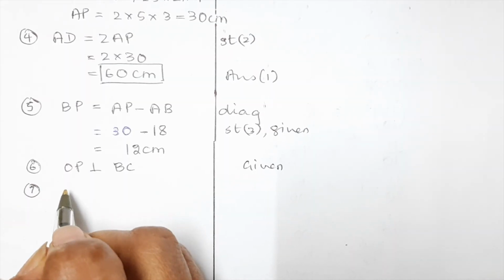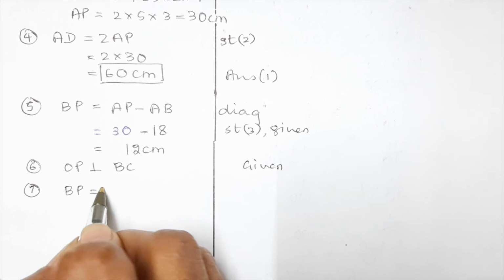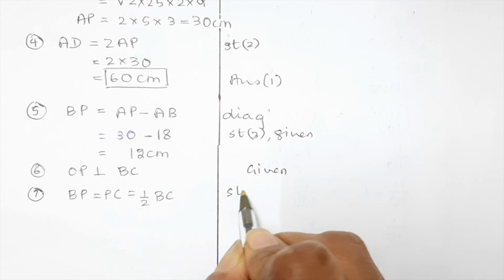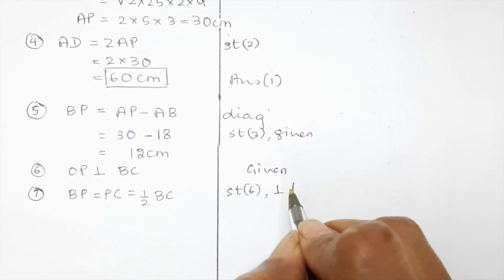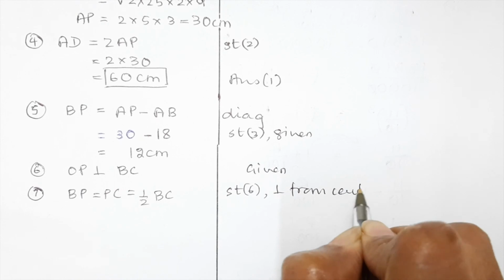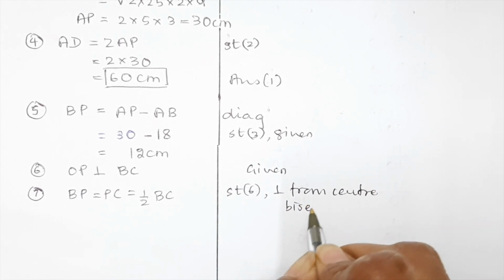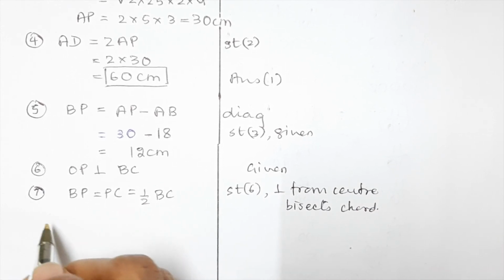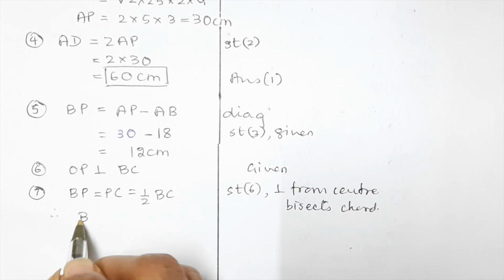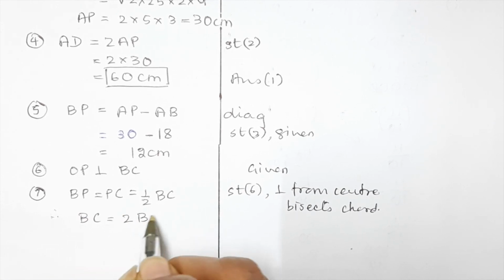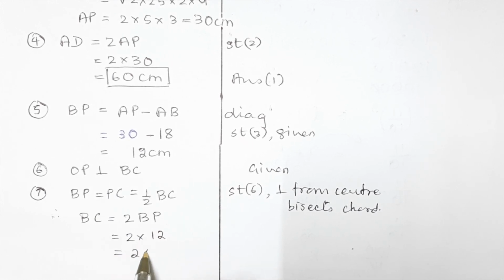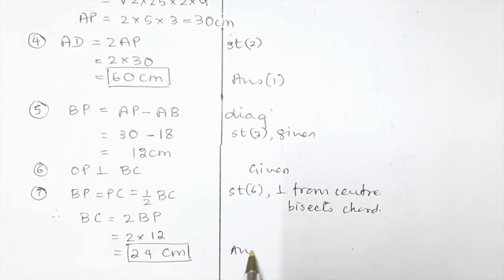So 7th statement will be your BP equal to PC equal to half BC. This will be from statement 6 and perpendicular from center bisects chord. Bisects the chord. Alright. So you will have therefore BC will be equal to 2BP, which is 2 into 12, which is 24 centimeter. And that becomes our answer 2.